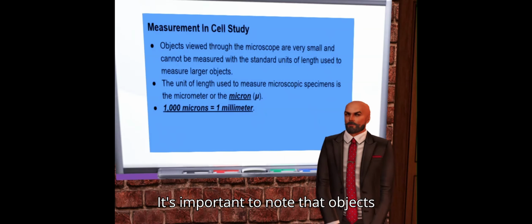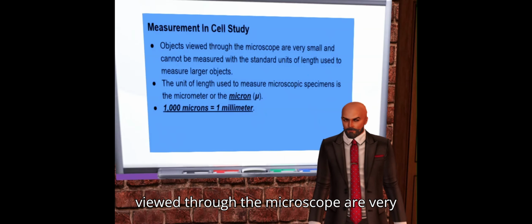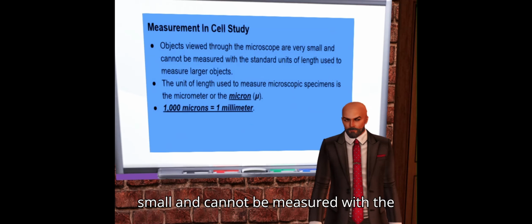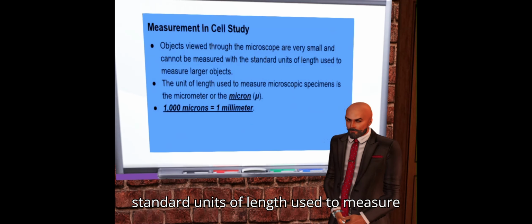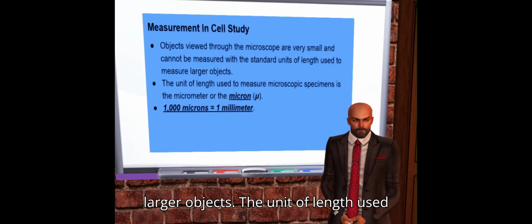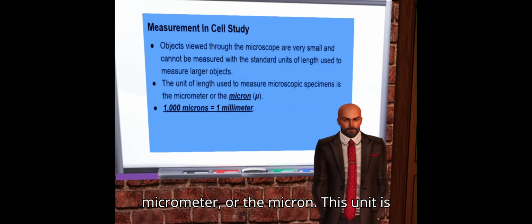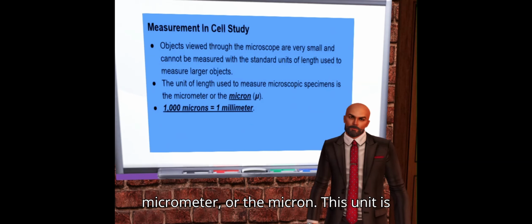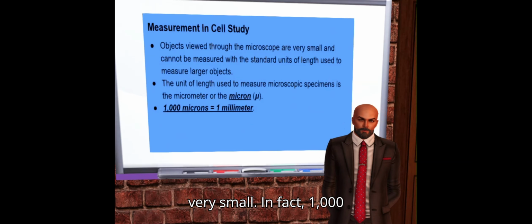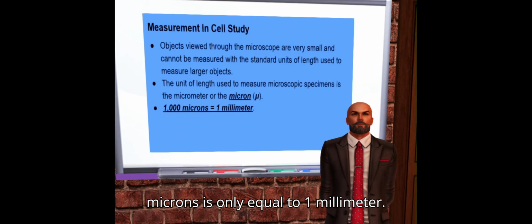It's important to note that objects viewed through the microscope are very small and cannot be measured with the standard units of length used to measure larger objects. The unit of length used to measure microscopic specimens is the micrometer, or the micron. This unit is very small. In fact, 1,000 microns is only equal to 1 millimeter.